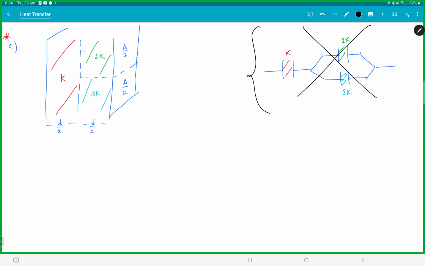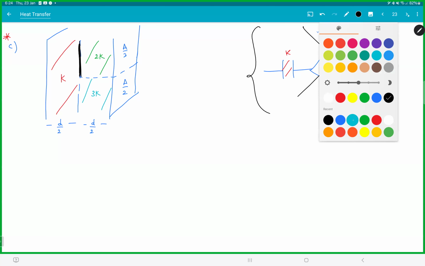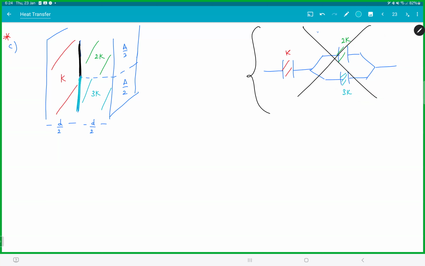So if you look here, K and 2K, here K and 3K, do you really think the temperature at this interface, the black one which I drew there, and the temperature at this interface, the sky blue one, will be the same? The temperatures won't be the same. That much you agree? Because upper is K and 2K, lower is K and 3K. There is no symmetry. Temperatures need not be the same.